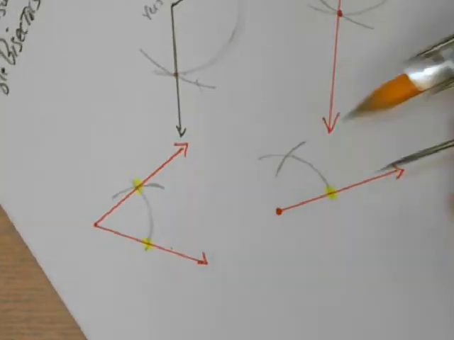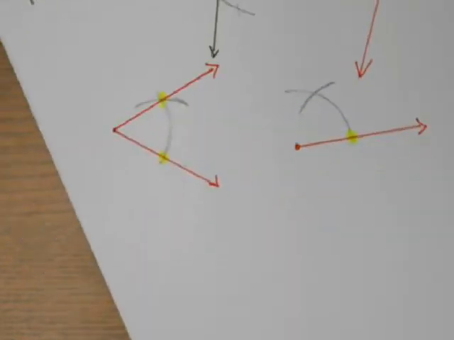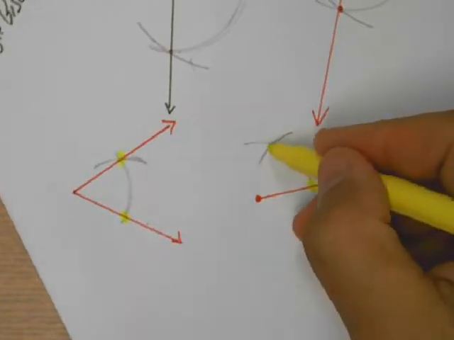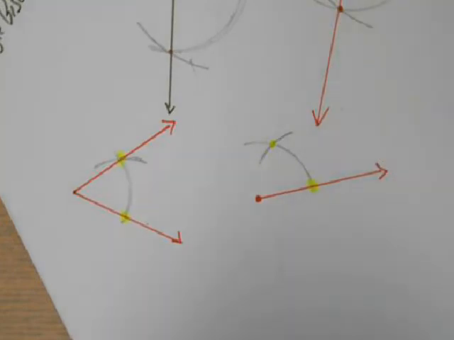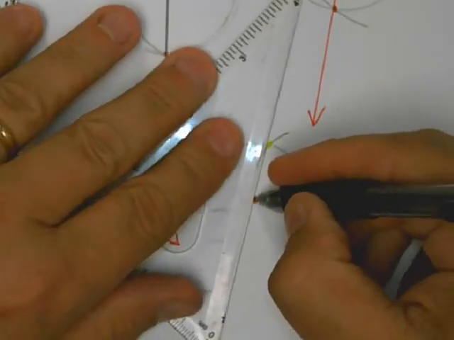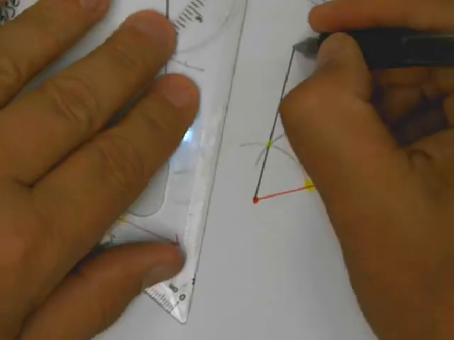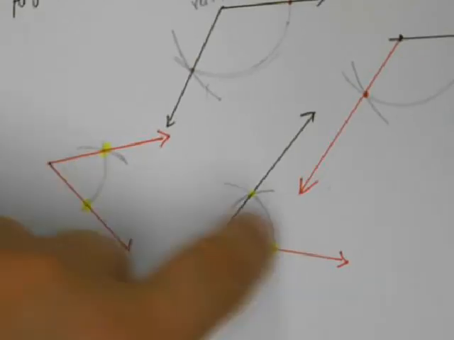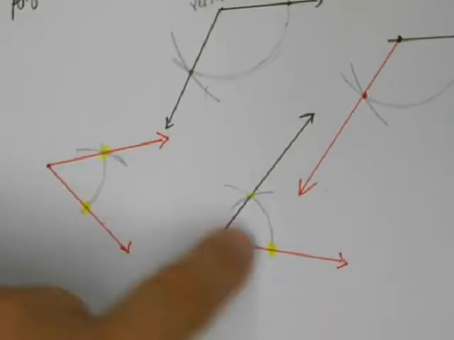There it is. Okay, now what does that give me? That gives me another point of intersection. I like to highlight it. I don't have to. I just like to. Now I'm going to connect the new vertex. And I finished the angle. Now those angles are copied. They're the same measure. Same. Same.